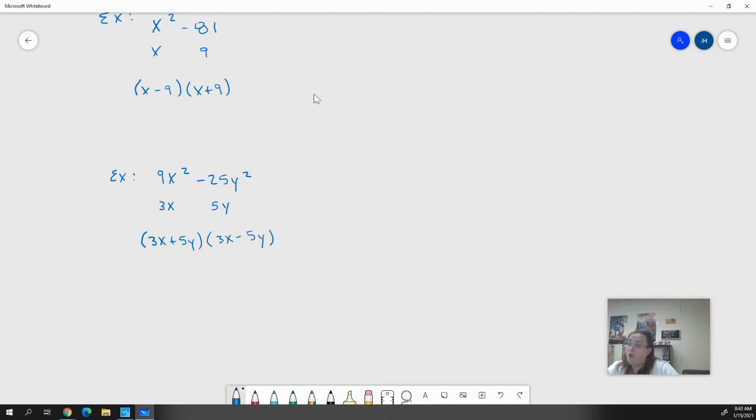No matter how complex it gets, it's always going to have the same result. You're going to have the square root of the first side plus the square root of the second times the square root of the first side minus the square root of the second.